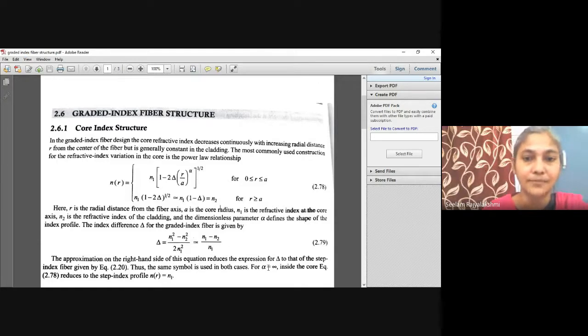So here, for alpha equals infinity, if you substitute it in this equation inside the core, it reduces to the step index profile, n(r) equals n1. So here this is for the graded index optical fiber. If you consider alpha equals infinity, it gives the step index optical profile, n(r) equals n1.